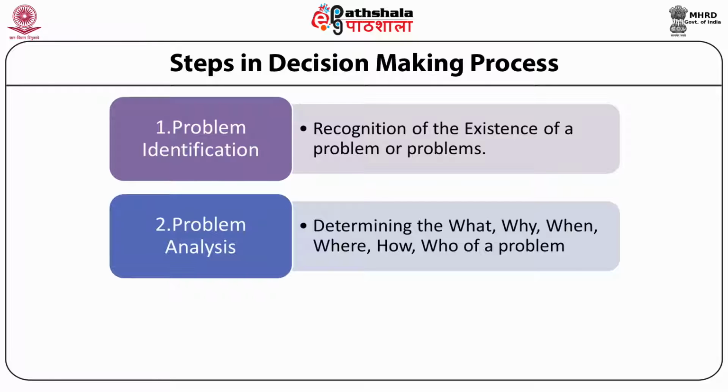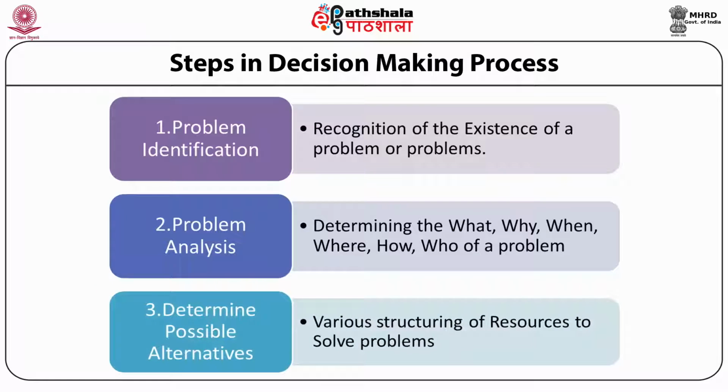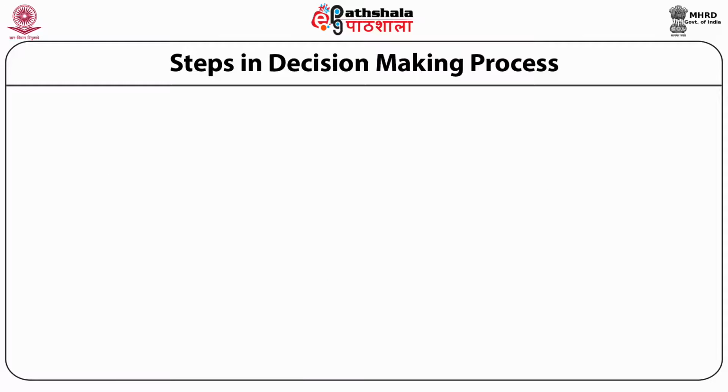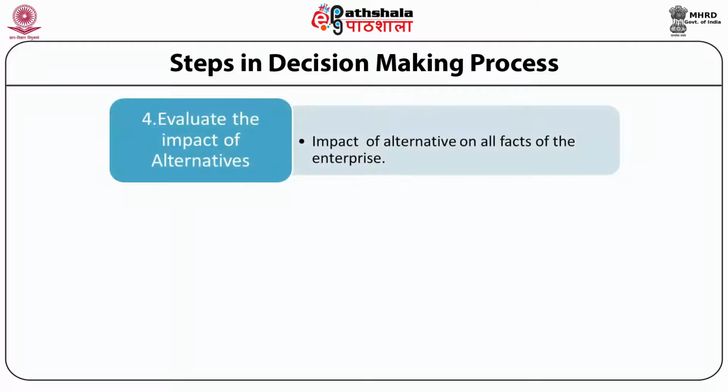Now, after the problem has been analyzed, it is important to determine the various possible alternatives that can be explored. This is the third step. Here, the structuring of resources for solving the problem is involved. The fourth step would be evaluating the impact of alternatives. Here, the impact of the alternatives on all facets of the enterprise should be taken care of well in advance to make an effective decision.